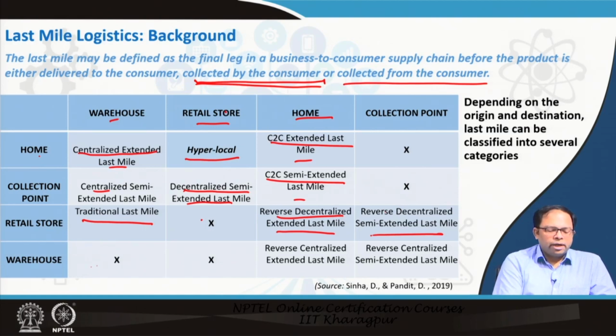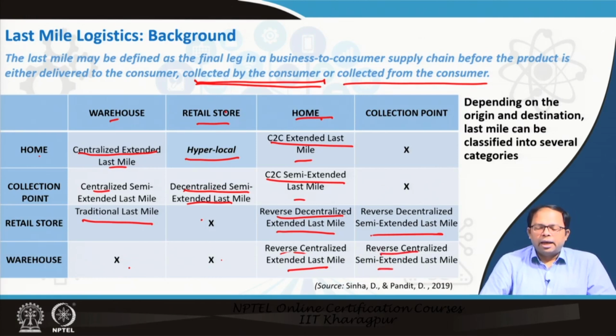Then warehouse to warehouse, not there. Retail store to warehouse, not there. Home to warehouse, reverse centralized extended last mile. And from collection point to warehouse, reverse centralized semi-extended last mile. So these are the different types of last mile. And as you can see, this hyperlocal has become very, very popular now.